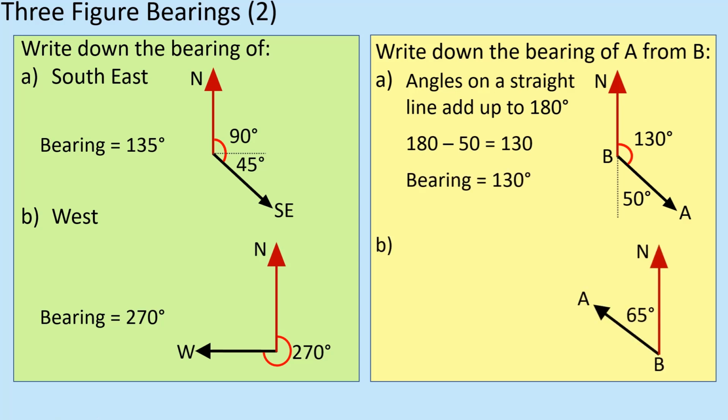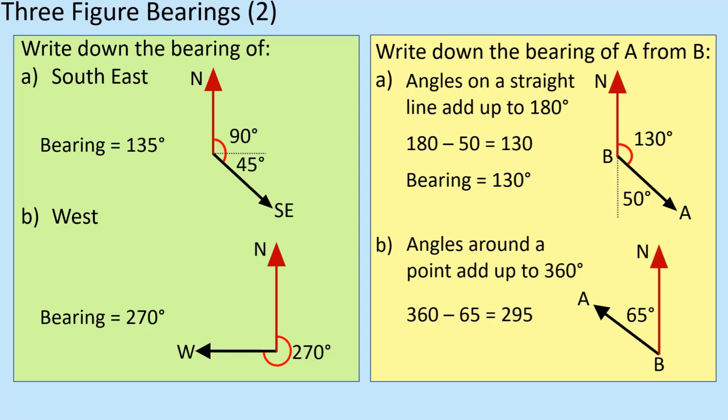What about B to A? All right, so here you've got 65 degrees angle, which is given from north, so you're given this one around here, but I'm going from B to A. All right, so from north, clockwise, that's this one all the way around here, all the way around there, right around the outside.